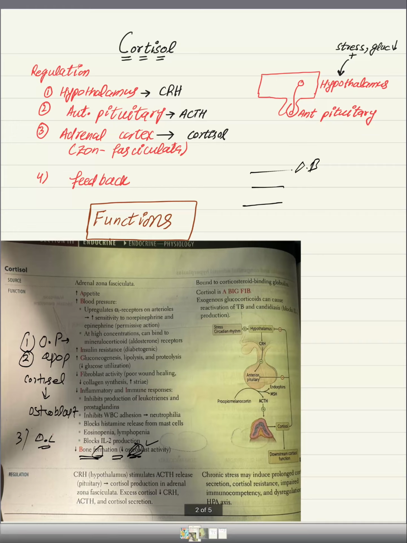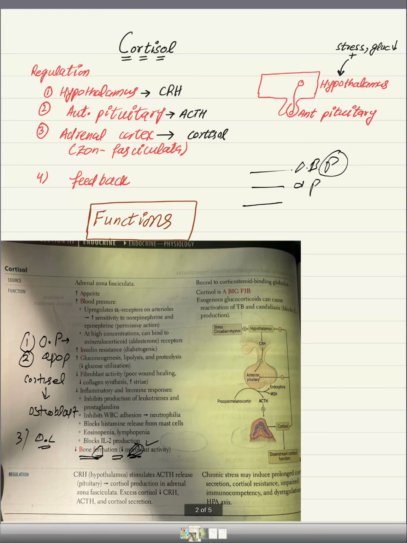Second, it will stimulate the apoptosis pathway. If you stimulate the apoptosis pathway, your osteoblasts are again going to be less. If you have less osteoblasts, you are going to make less bone. The third point, it will stimulate the osteoclast indirectly. That will lead to bone breakdown and you will get osteoporosis.